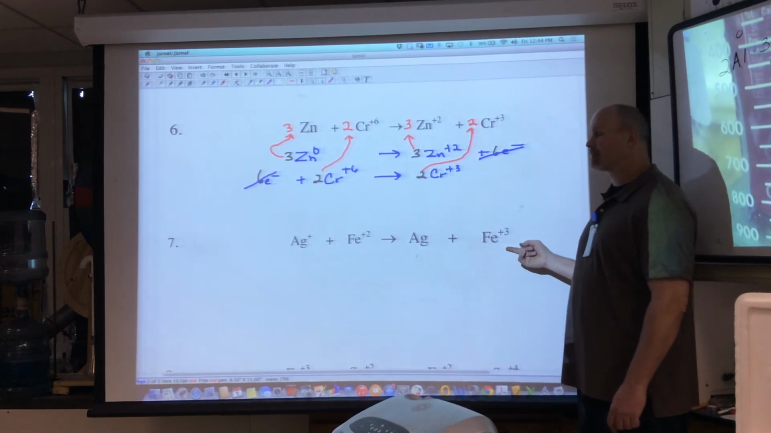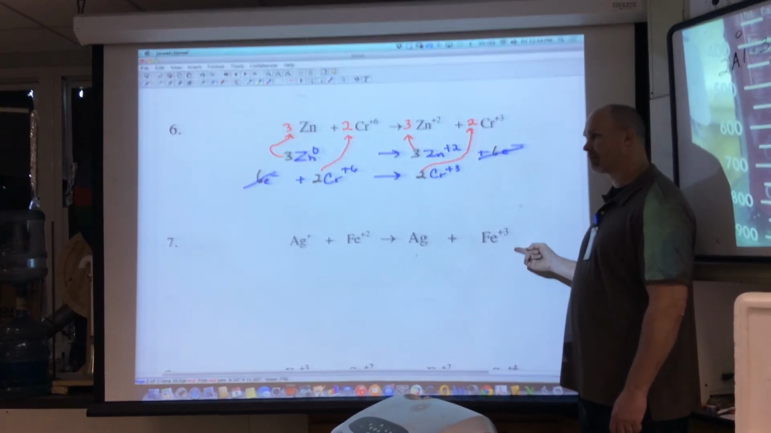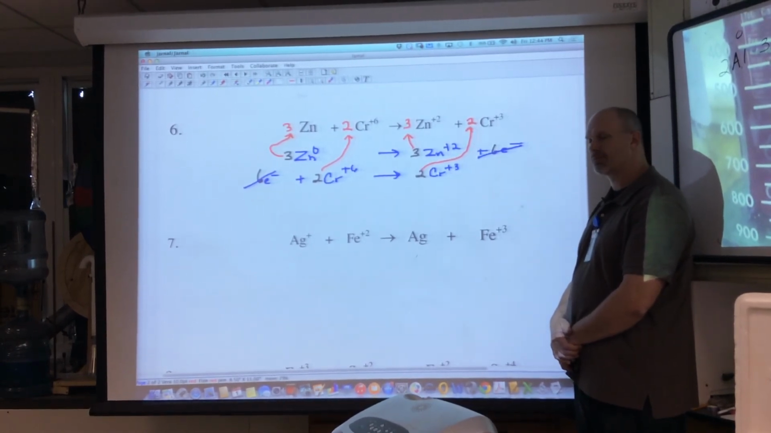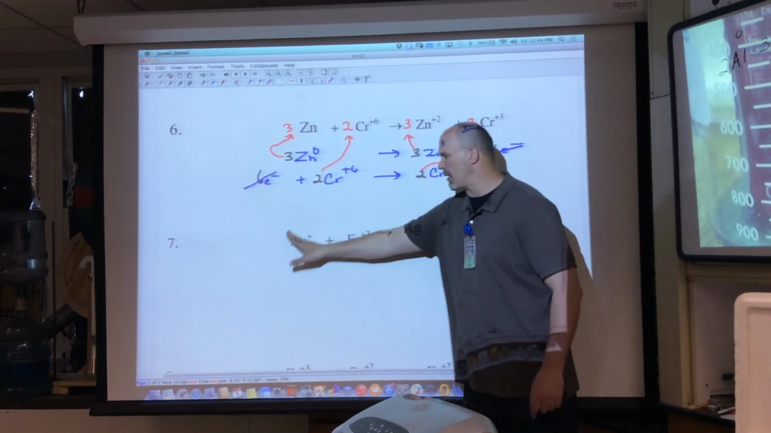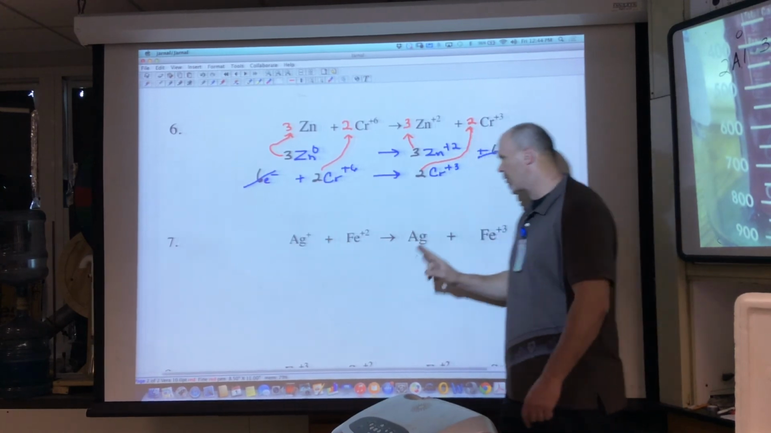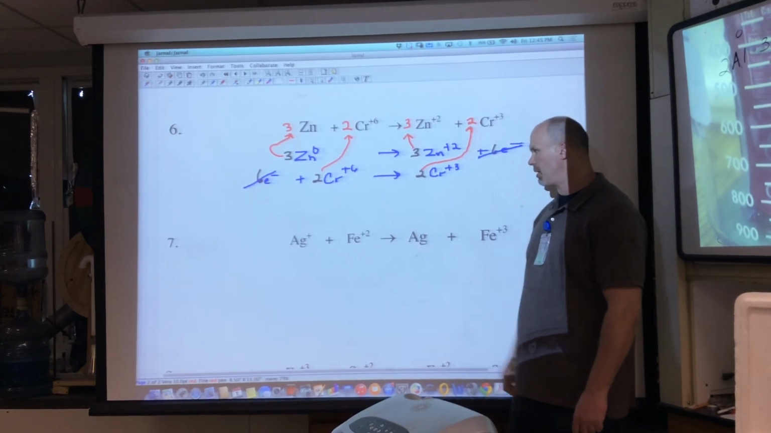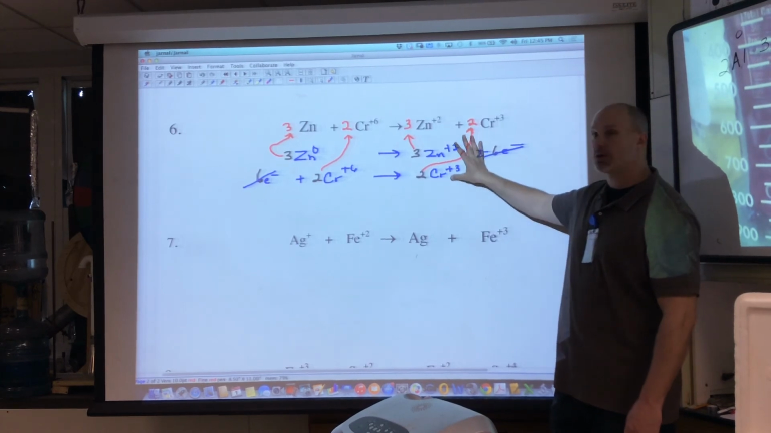Real quickly, 7. Is this balanced already or not? No, it's not balanced. How do I know? What's the total charge on this side? Three. Total charge on this side? Three. So therefore it's already balanced. You have one silver, one iron, same charge. This is balanced. You know, there's a passing around of 3 electrons. So in any case, not a hard skill.